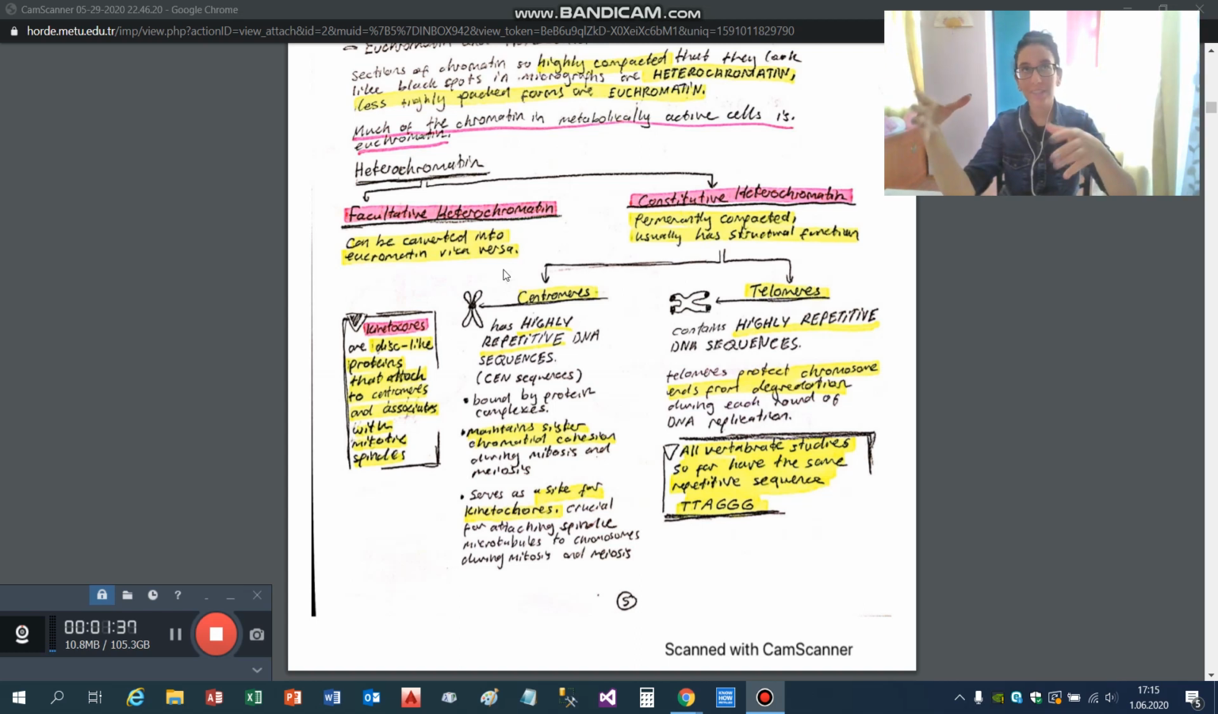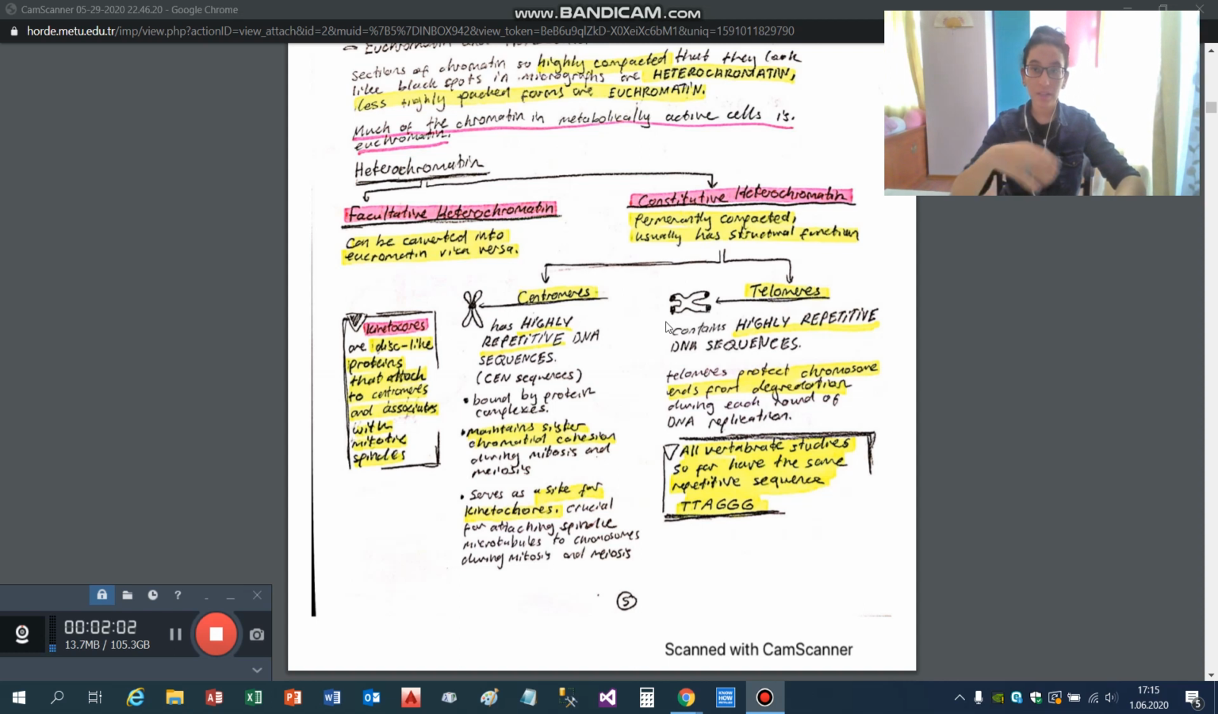Constitutive heterochromatin is somewhat what its name is implying. It's constitutive. Let's not say it's useless, it has structural use, but it's not something you read and make a protein out of. And it's always in heterochromatin structure. It's never converted into a more loose state. Constitutive heterochromatin also has two types, centromeres and telomeres.